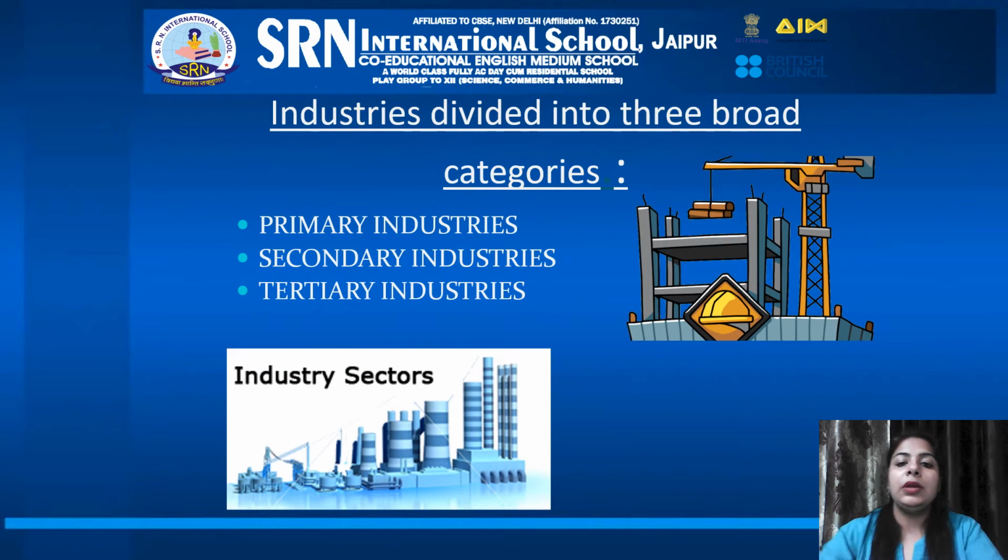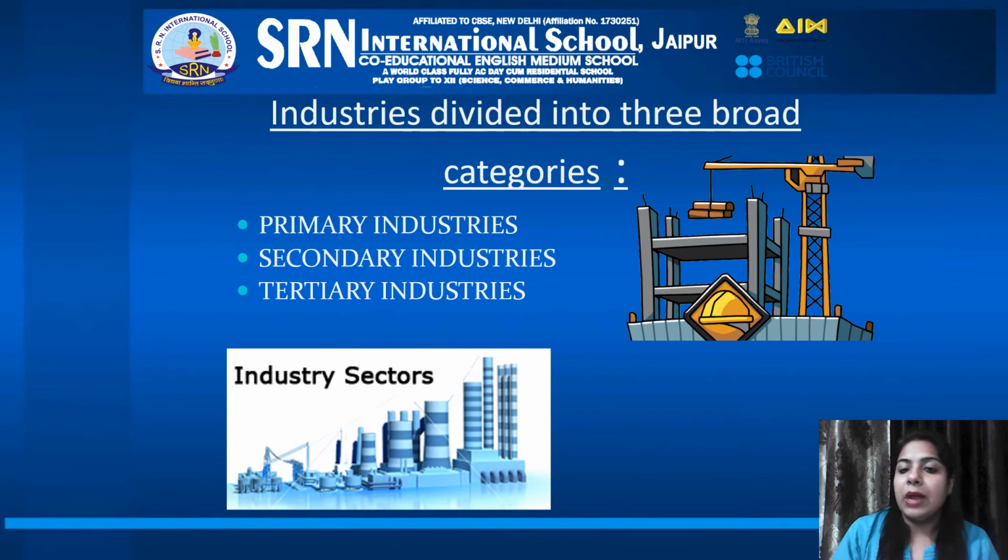Now what are the primary industries? Primary industries are the basic industries which provide raw materials to the secondary industry. This primary industry is further segregated into extractive and genetic. Then secondary industry. Secondary industries are those industries which take the raw material from the primary industry and then process that. Now secondary is further divided into manufacturing and construction.